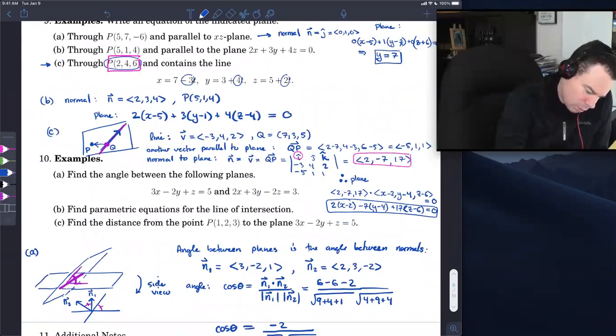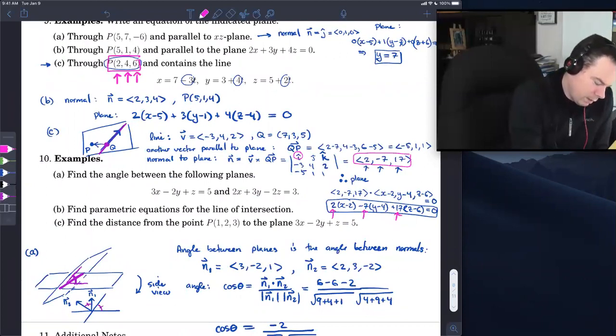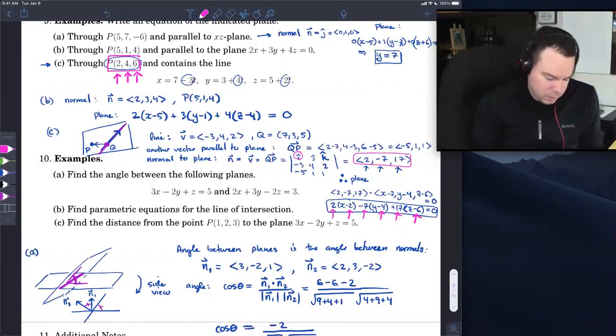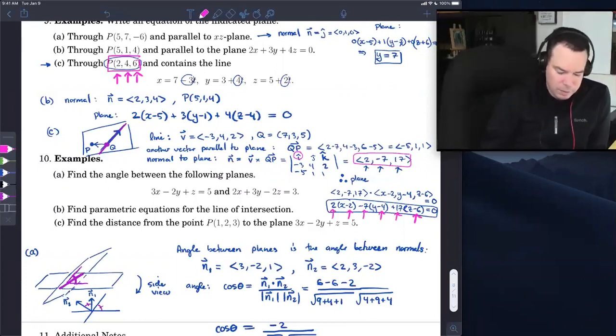I took the normal vector, which was 2, -7, and 17, and I threw those values in front here. And then I took the point that I knew, point P, which is 2, 4, 6, and I threw those in here. So I got an x minus 2, a y minus 4, and a z minus 6.